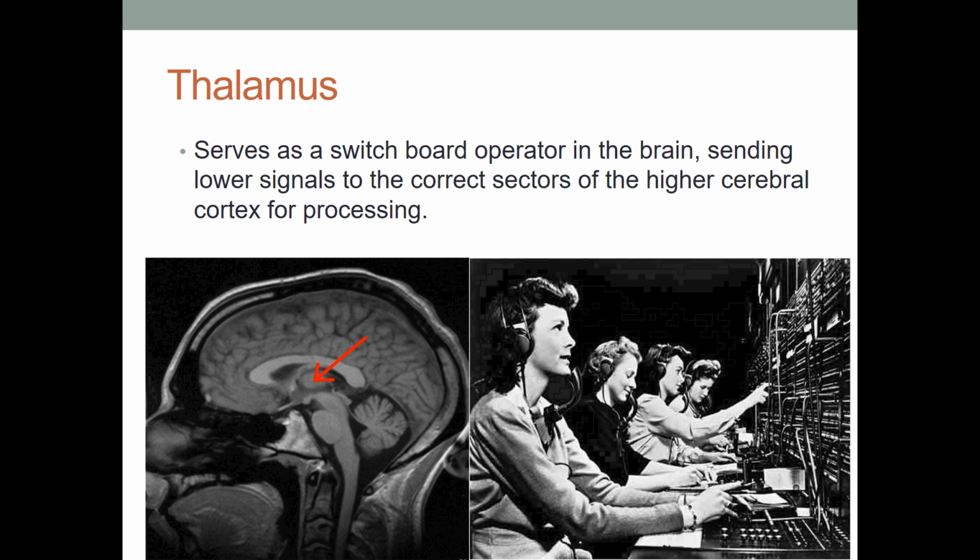And whenever a signal is coming in from your body, Thelma has to decide where to send it. So she will take in the signal and she'll say, oh, this is an auditory signal, and then she'll send it to the temporal lobe. Or she'll say, oh, this is a visual signal, and then she'll send it to the occipital lobe. So her job is to determine and decipher what the signal is, and then send it to the correct regions.